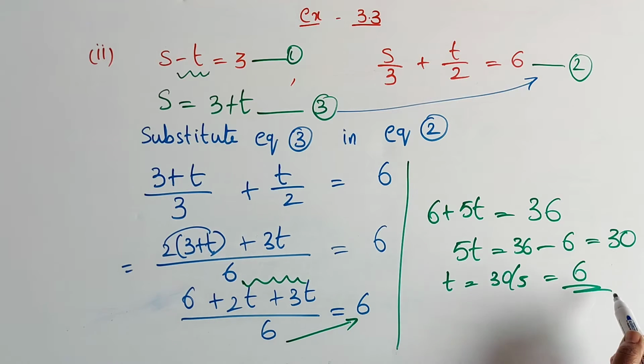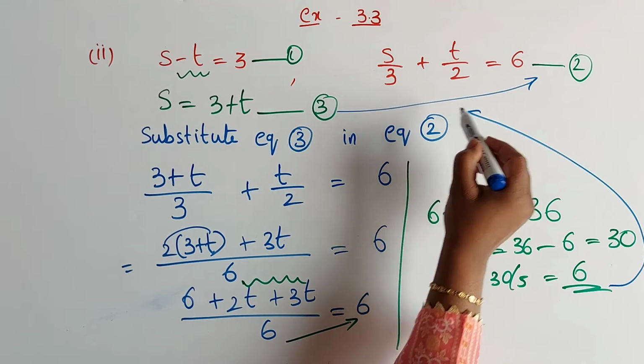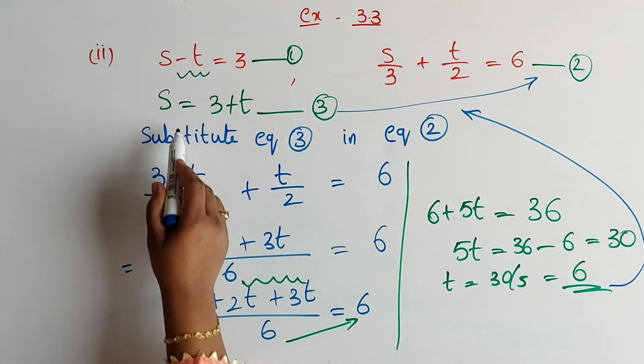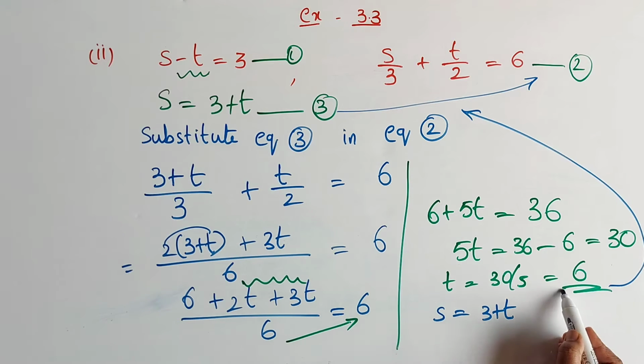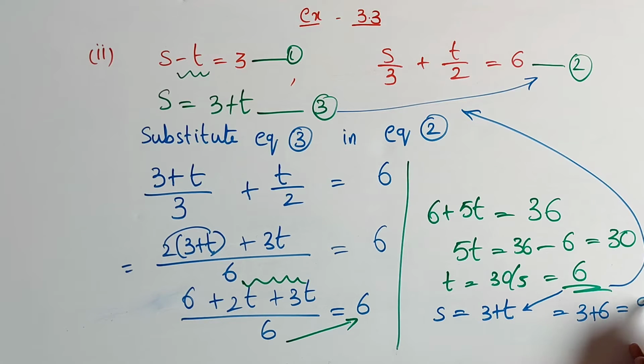We know the s value already. That is the third equation. s equal to 3 plus t. Correct, children? Now put the t value here. What is the t value? 6. 3 plus 6, that equal to 9. Here the t value is 6 and the s value is 9, children.